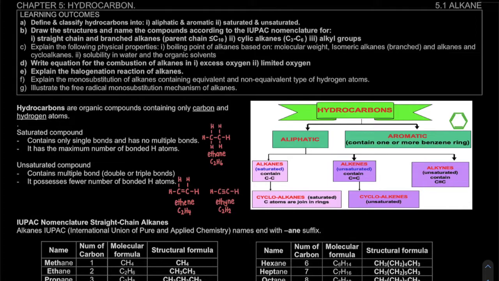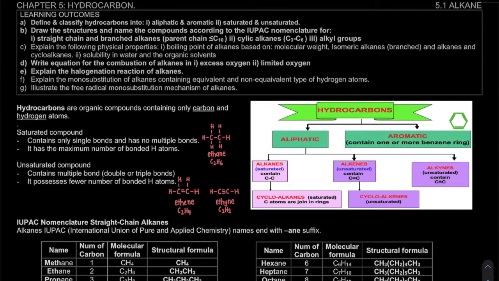Okay, so the hydrocarbon can actually be classified into aliphatic and aromatic. Aromatic hydrocarbon contains one or more benzene rings. So here is actually the benzene ring itself. But what we're going to look at further in this chapter is the aliphatic.